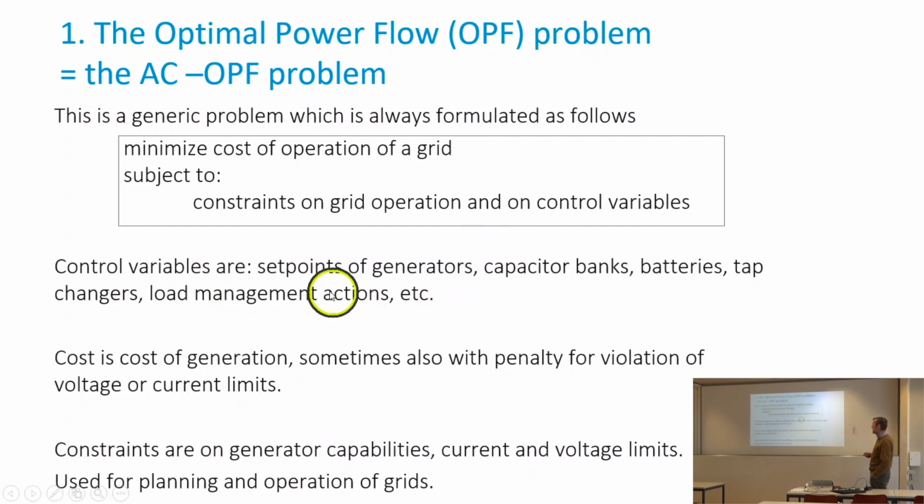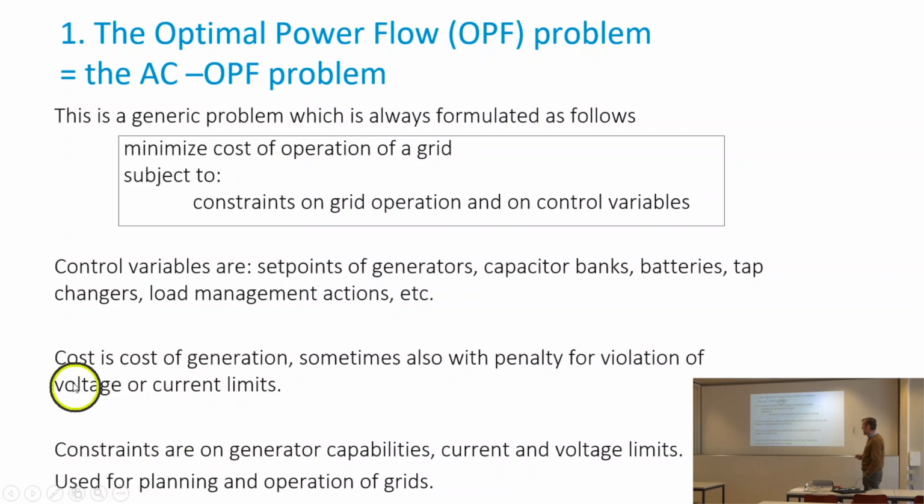There are other resources: load management actions, this is called demand response, batteries, storage of some form, and then some other more subtle things like capacitor banks that play with reactive power, tap changers that play with the voltage at the output of a transformer.